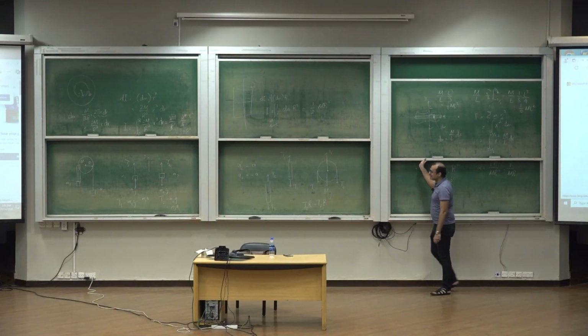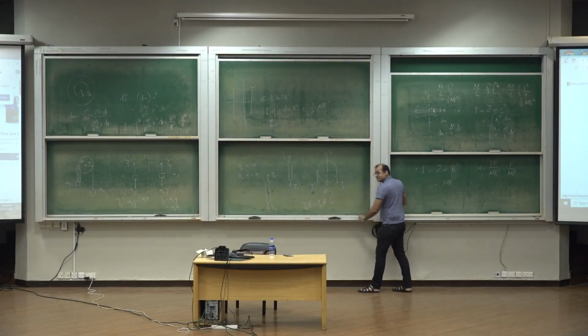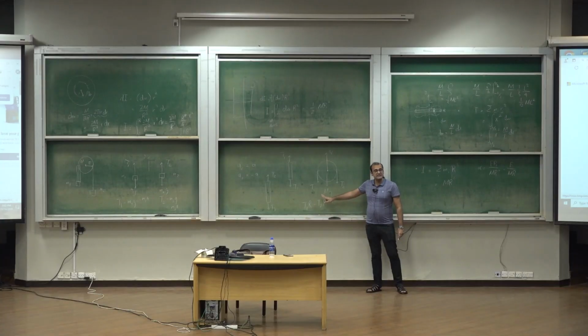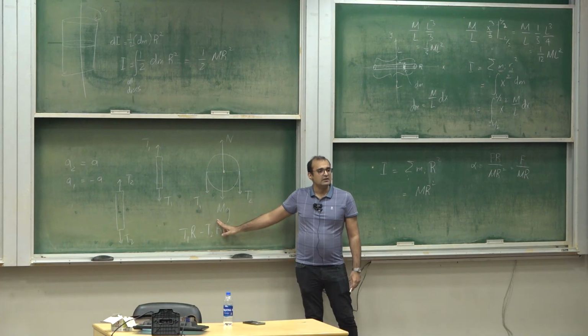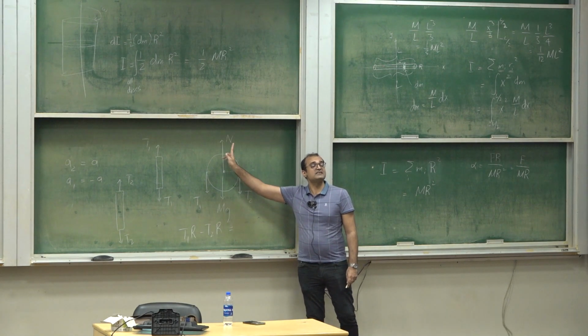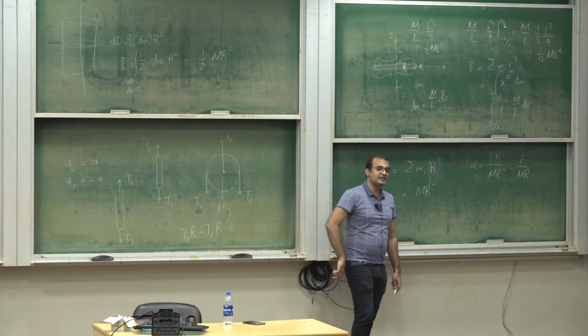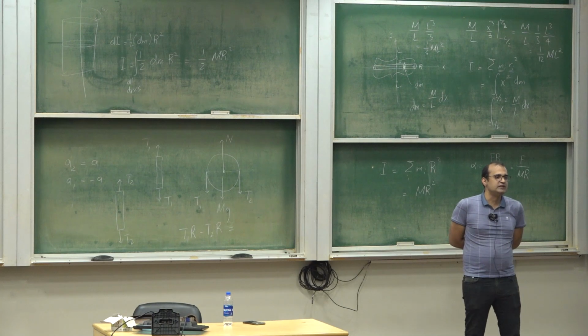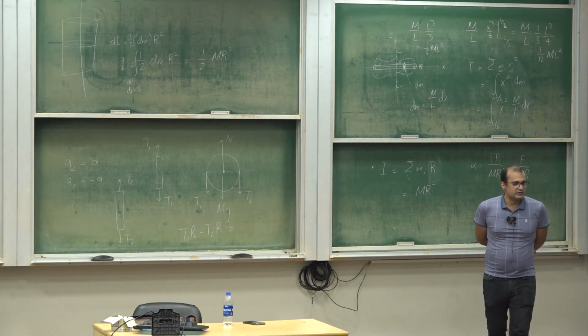T1 R minus T2 R should be equal to the net torque acting on the pulley. Why isn't mg leading to a torque? Because it's passing through the point about which you are calculating the torque. The pulley is rotating about its middle. So the line of action of this force is passing through the point, and therefore, the illustrious authors at Red Spot have concluded that the torque must be 0 for this force.